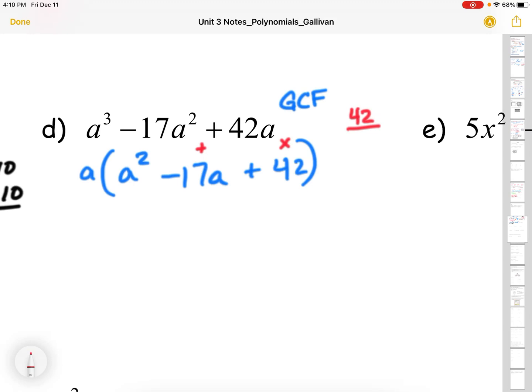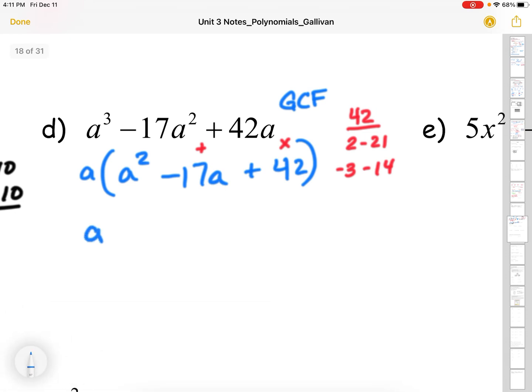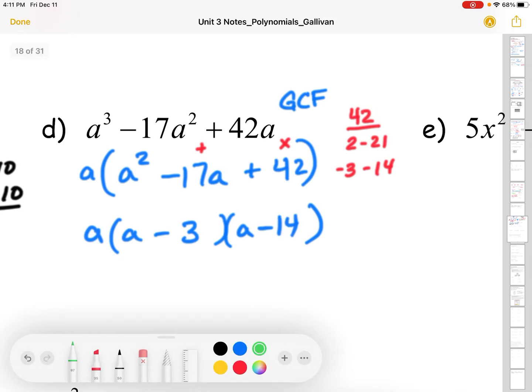Let's see, 42 divided by 2 is 2 times 21. Well, that won't work. What about 42 divided by 3? Well, that's 3 and 14. If they're both negative, negative 3 plus negative 14 equals negative 17. So I can use that. So keep the a on the outside. We don't want to lose our GCF. Write our a's in the beginning. It's a minus 3, minus 14.